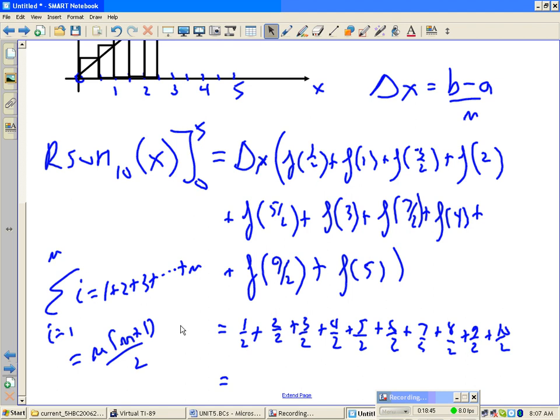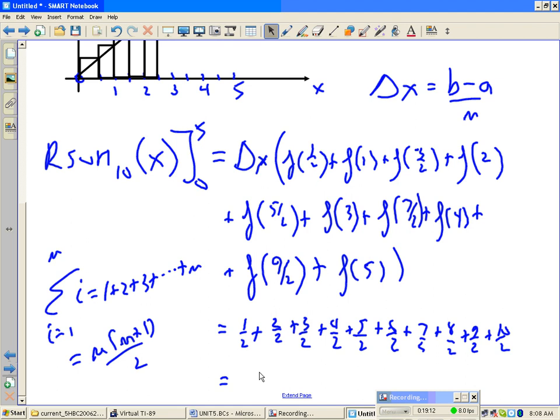He noticed this pattern. 1 plus 2 is 2 times 3 over 2. 1 plus 2 plus 3 is 3 times 4 over 2. 1 plus 2 plus 3 plus 4 is 4 times 5 over 2. Isn't it? 1 plus 2 plus 3 plus 4 plus 5 is 5 times 6 over 2. That's what I'm saying. 5 times 6 over 2. That's all you need, this pattern. We're going to need this, okay?